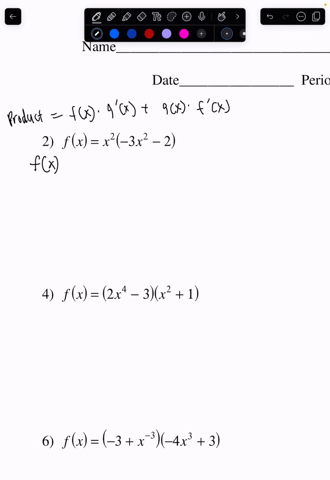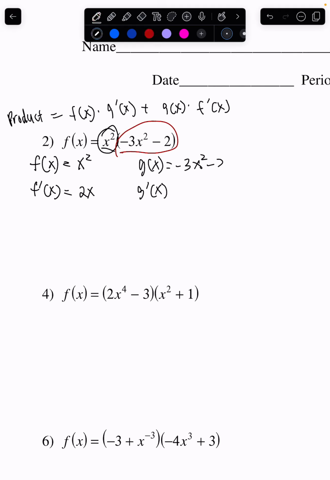So what you're first going to do is set up by doing this. You're going to have f of x, f prime of x, g of x, and g prime of x. So f of x would just be this first thing over here, which is x squared. You're going to derive that to make that 2x. All right, g of x is going to be this red circle right here, which is the second term. So that's going to be negative 3x squared minus 2. And then the prime of that is just going to be 6x. So that's going to be it. And let's erase this to make it clearer.